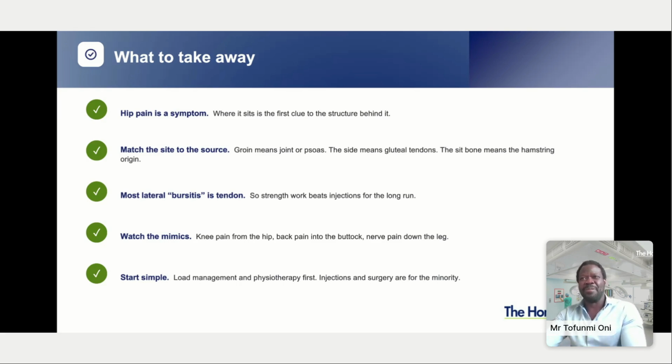One of the things I want people to take away is pain on the outside of the hip is most likely a bursitis and not hip joint problems. Watch for the mimics in terms of knee pain and spine involvement, and most of the time to treat things we start simple: load management, physiotherapy, and then build on from there.